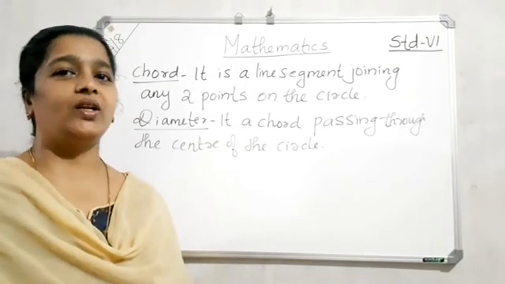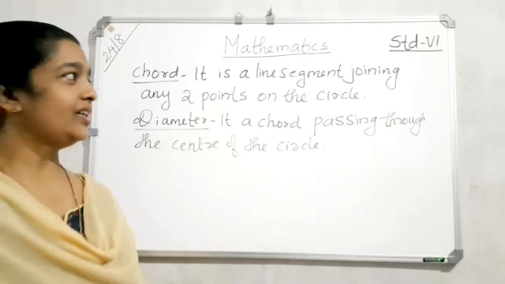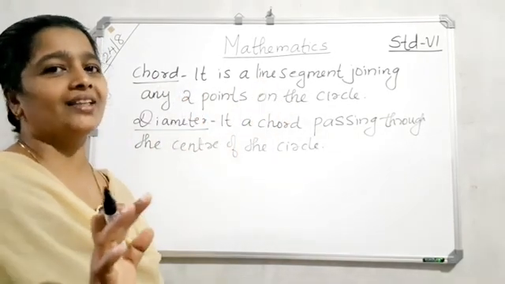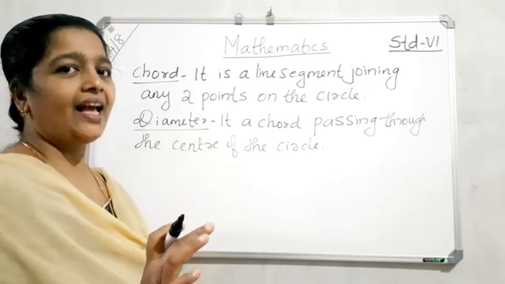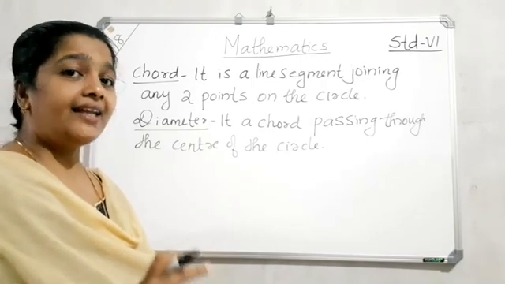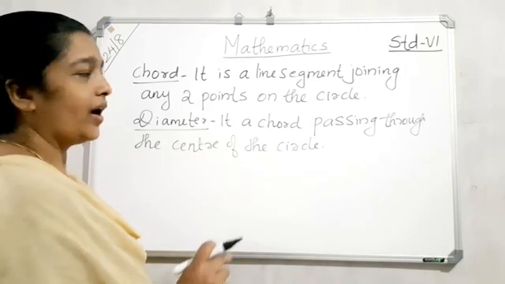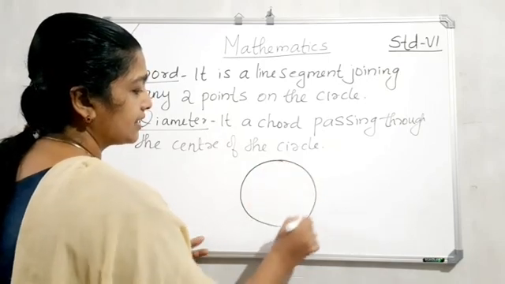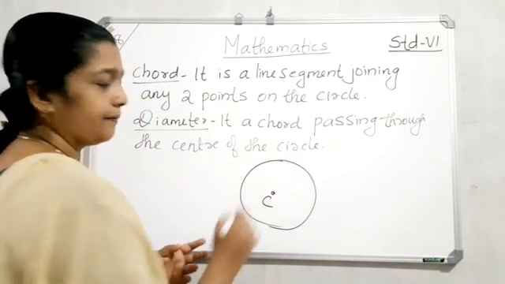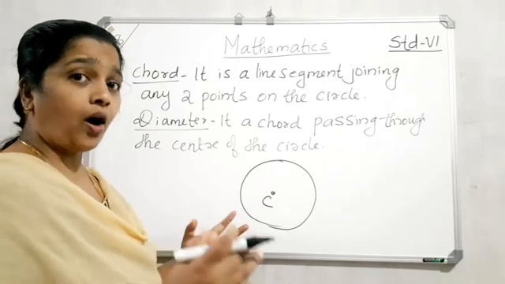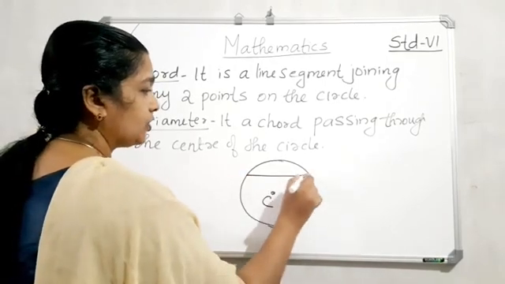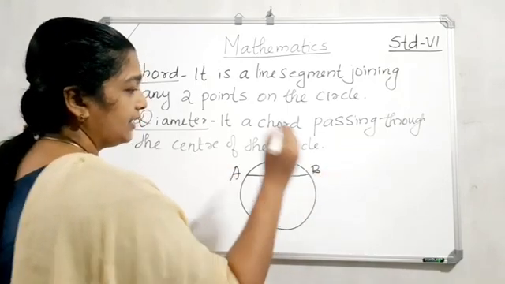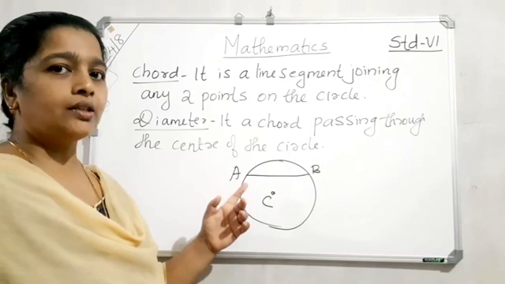What is chord? C-H-O-R-D, chord. Chord is a line segment joining any two points on the circle. How can we draw a chord? This is a circle with the center C. Join any two points here, I join here, then I represent AB. So, we can read chord AB.